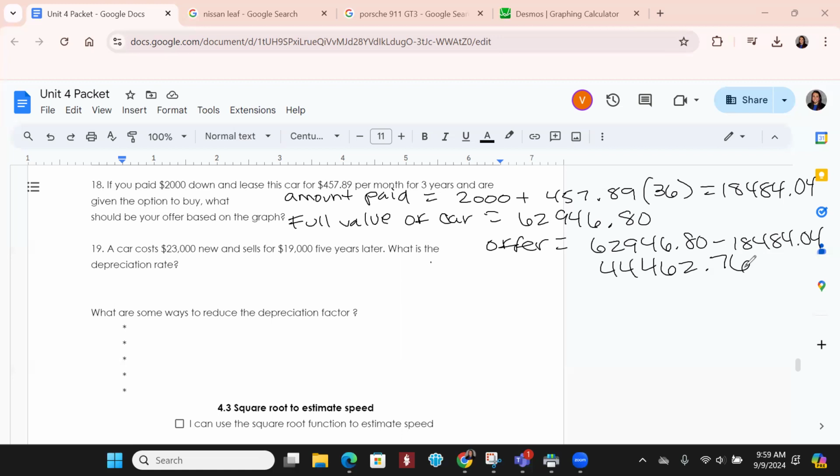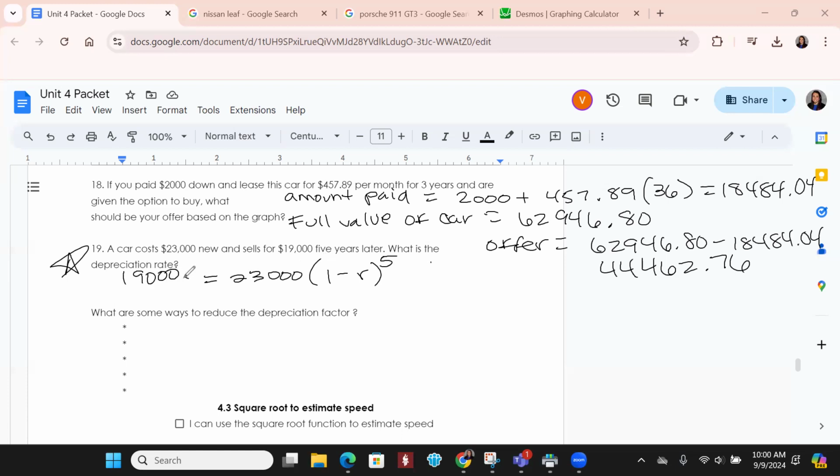Okay, this is the most common question that they ask. A car costs $23,000 new and sells for $19,000 5 years later. What is the depreciation rate? So our initial is 23,000. We got 1 minus, we don't know what R is, and we're doing this for 5 years. And we're going to set that equal to 19,000.